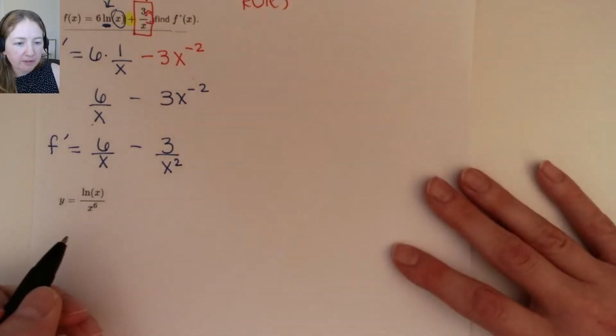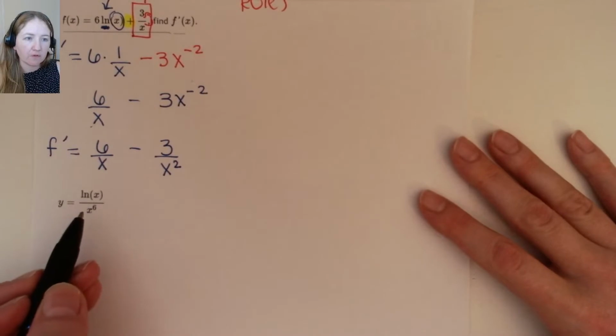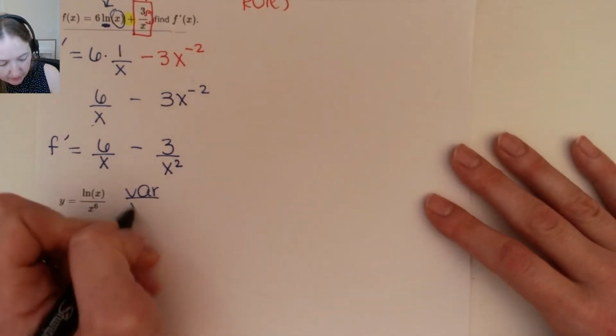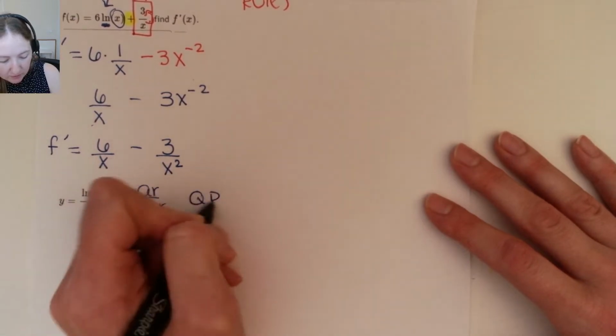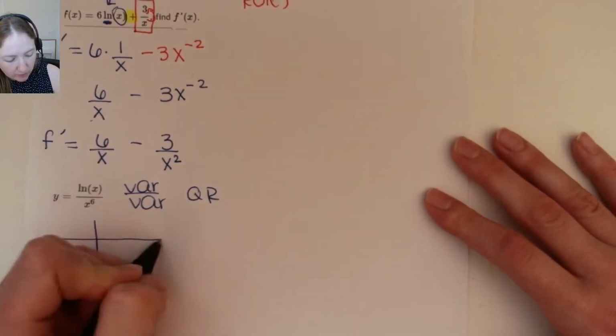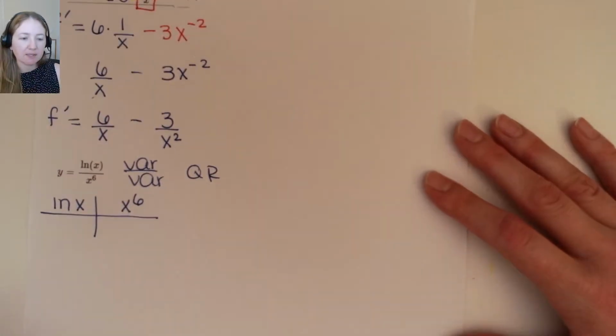Okay, so for this next one, there is no log property that we can use to get rid of this fraction. So we really do have a variable expression divided by a variable expression, and so we need to use the quotient rule. So using our quotient rule, we will have our top function as natural log x, bottom function as x to the 6.